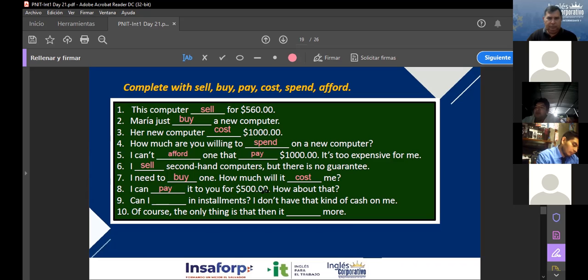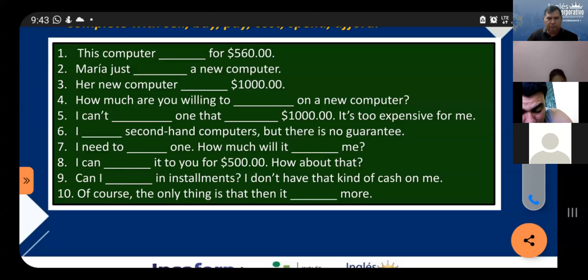Number nine. Can you pay one that costs $1,000? It's too expensive for me. I can afford a second hand computer, but there is no guarantee. Guarantee. I need to buy one.